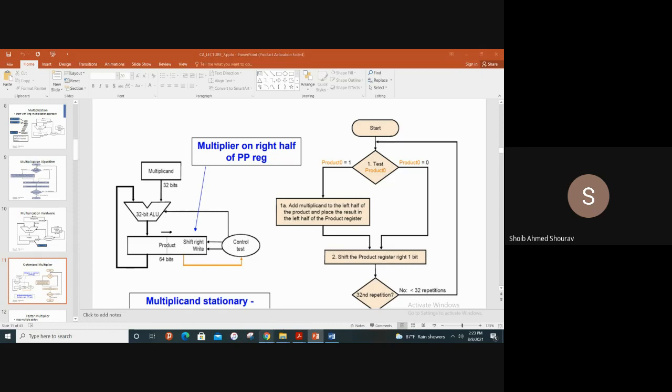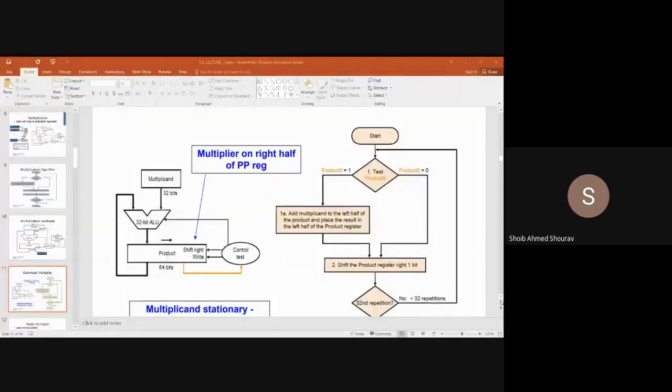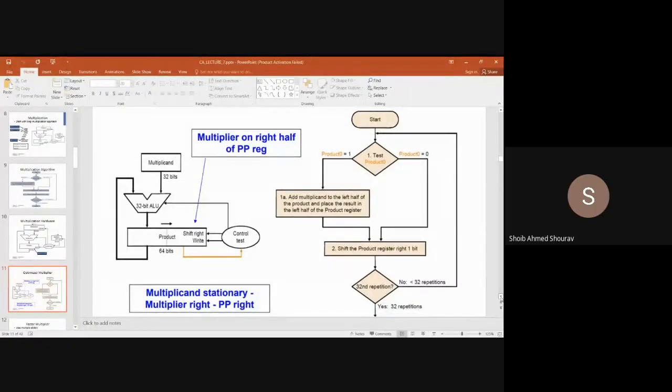I'm waiting for a response. Let me know if there is any query. I'm going to stop the screen share only to that presentation, where you can see the algorithm actually. Go through these steps again to check if there is any confusion in your mind. If there is none, I'm going to wait for 5 minutes. Then I'm going to give you a task.